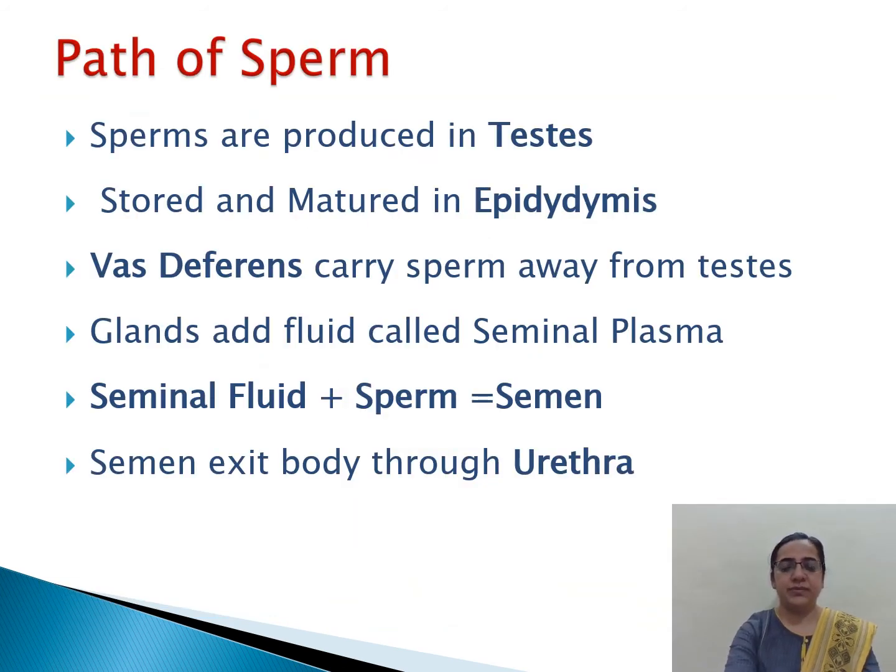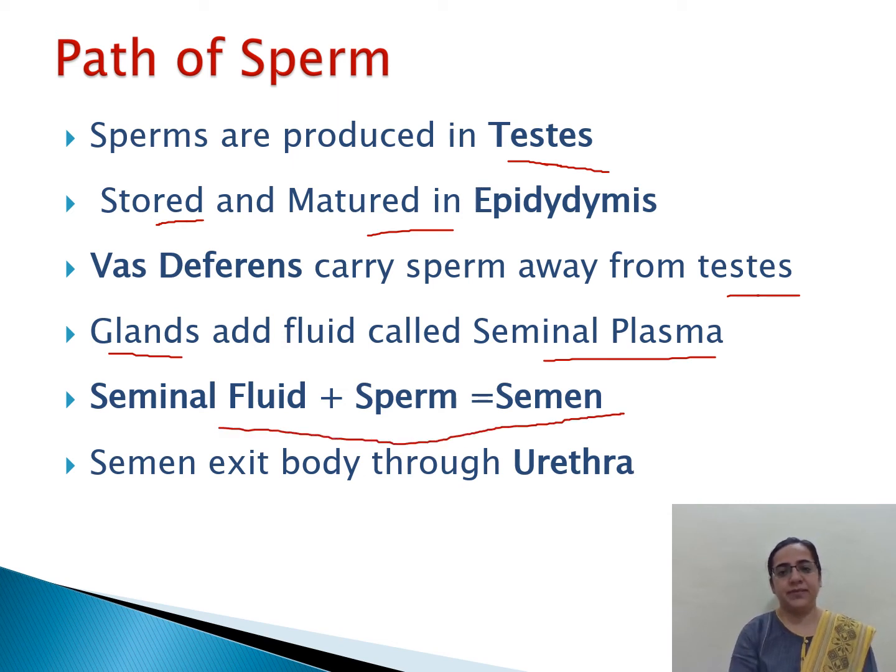So this is the path of sperm. These are produced inside the testes. Then they are transferred from the testis to the epididymis by the rete testis. In the epididymis, the sperms get stored and they mature. Vas deferens carries the sperm away from the testis. Once the sperms are moving, certain glands add their fluid, which is called the seminal plasma. Seminal fluid along with the sperm makes the semen, and semen exits the body through the urethra. So this is the path of the sperm from the formation inside the testis to moving outside through the urethra.